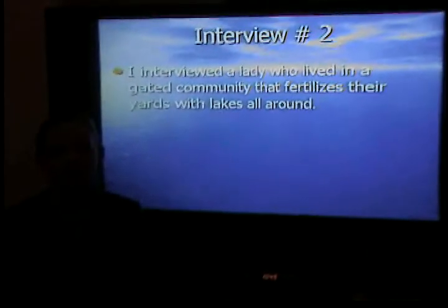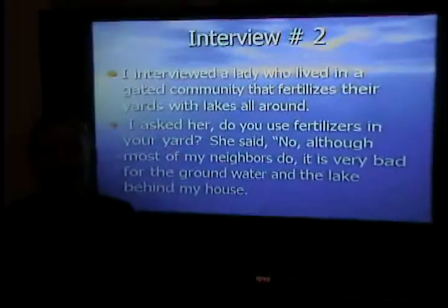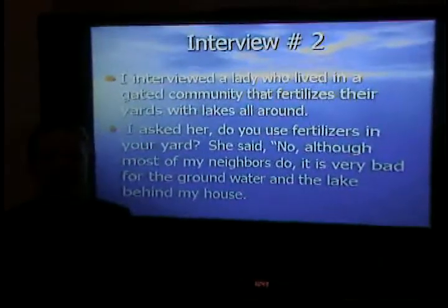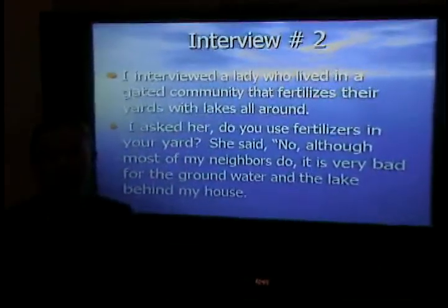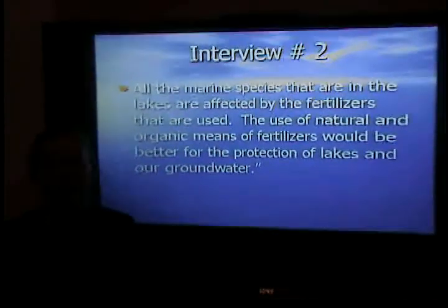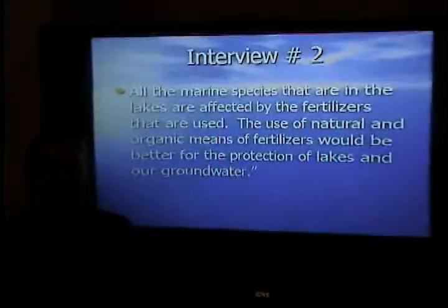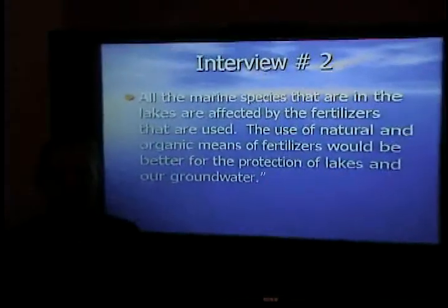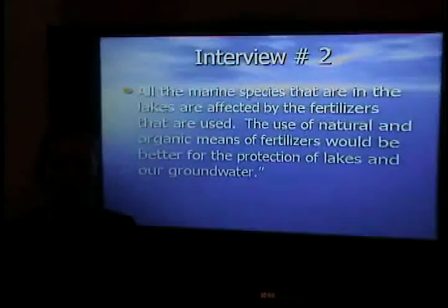I also interviewed a lady who lived in a gated community that fertilizes their yards, with lakes all around. I asked her if she fertilizes her yard. She said no, although most of her neighbors do. It was very bad for the groundwater and the lake behind her house. All the marine species that are in the lakes are affected by the fertilizers that are used. The use of natural and organic means of fertilizers would be better for the protection of the lakes and groundwater.